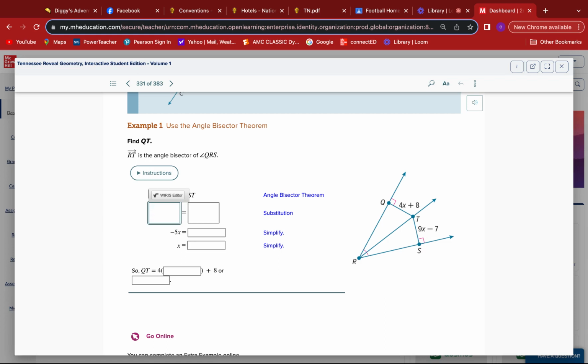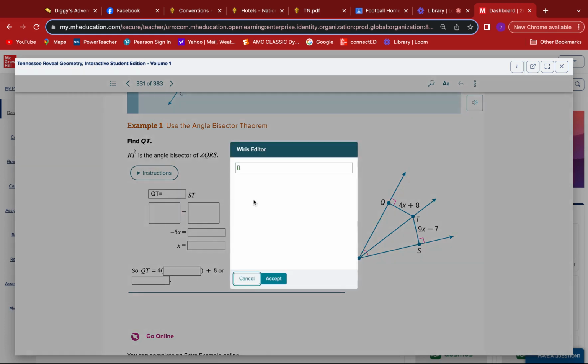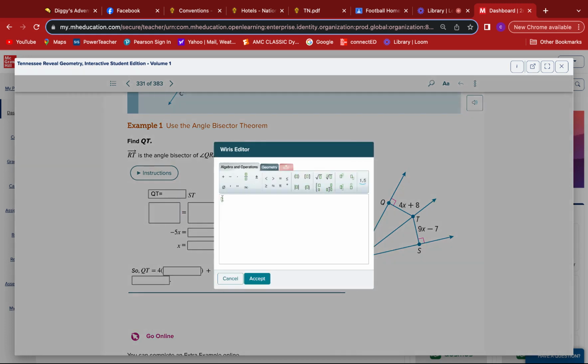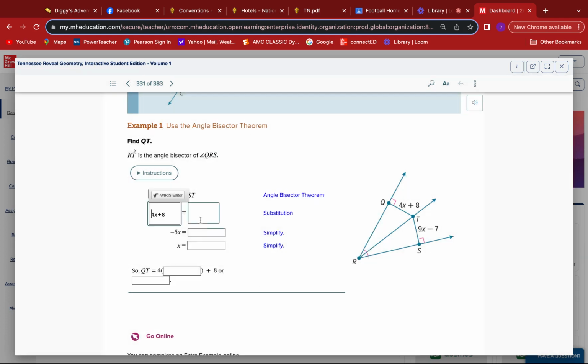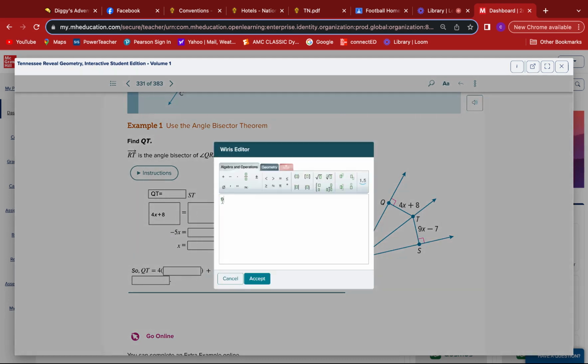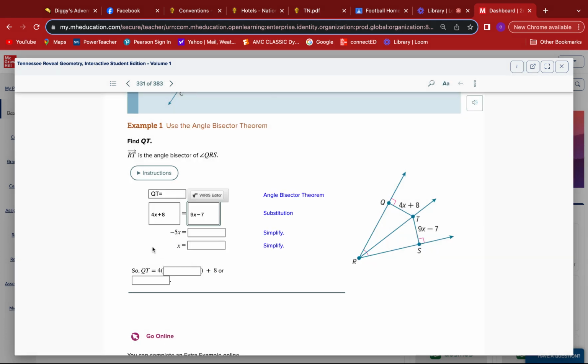All right, so I'm going to put 4x plus 8. Oh, they want me to write it in the equation editor. Fine. Here we go. 4x plus 8. And over here, ST is going to be the 9x minus 7. So 9x minus 7. All right. So they're equal to each other.